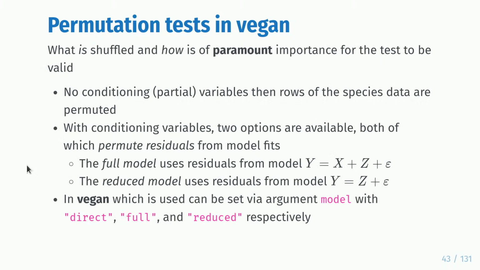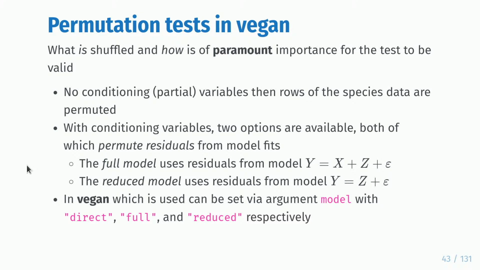So the key thing when we're doing permutation tests is to decide what is being shuffled and how we're actually doing that shuffling or that permutation. That's the key thing to decide whether the test is valid. And there are several things that we can do before we work out how we shuffle them. We want to look at what we're going to shuffle.